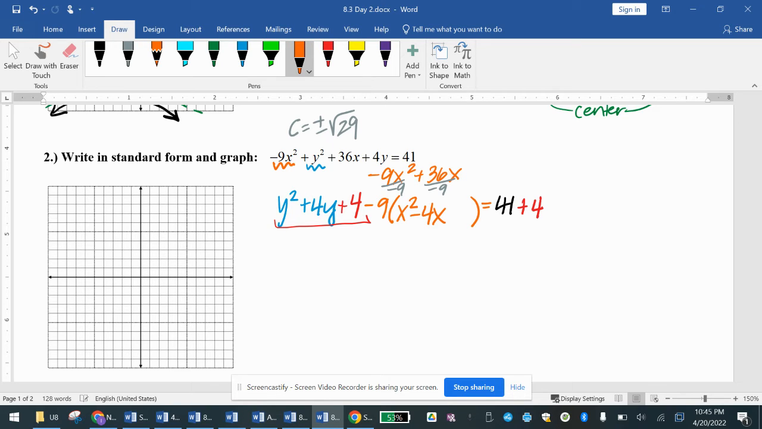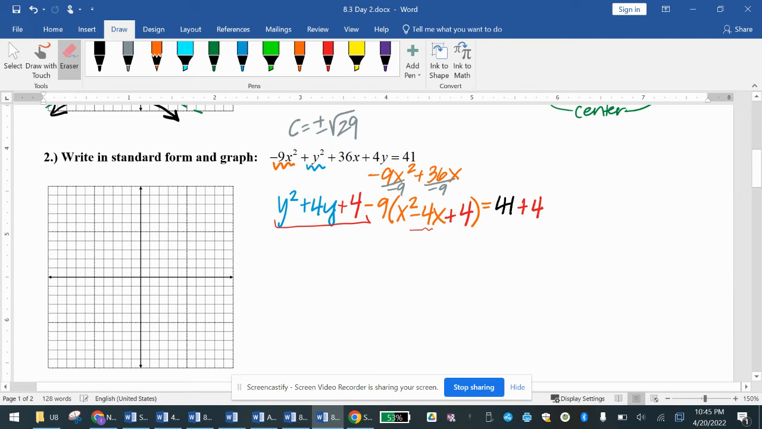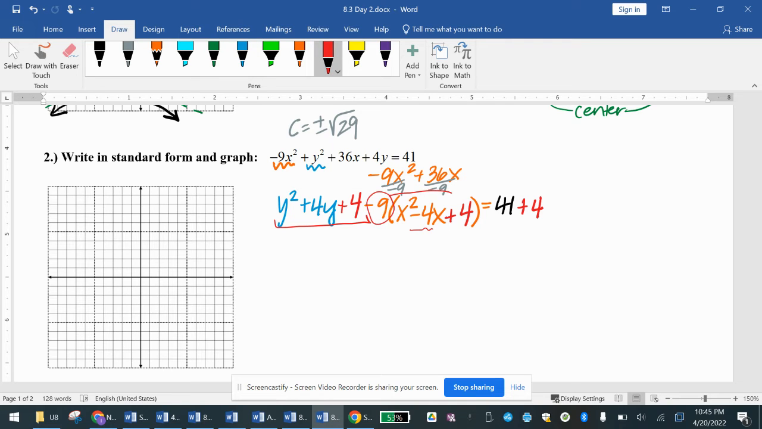Now I can complete the square. So the b value is negative 4. So half of negative 4 is negative 2. And negative 2 squared is positive 4. So that means I also need to, oops, not 4. Oh, I almost messed up. It's not really a positive 4. It's negative 9 times 4. So that's a negative 36. Whew, that was a close one.